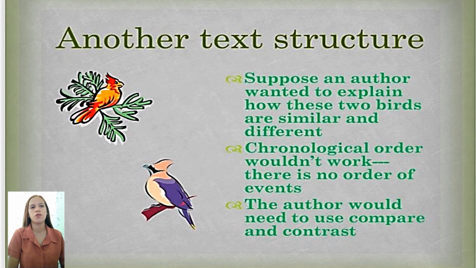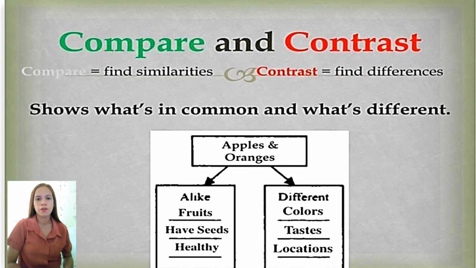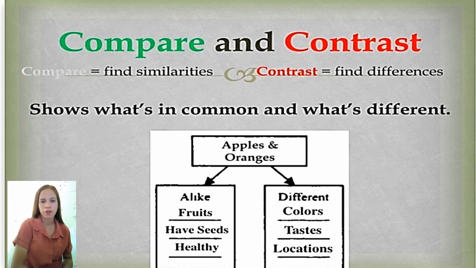Another text structure: suppose an author wanted to explain how these two birds are similar and different from each other. So chronological order wouldn't work. There is no order of the events. The author would need to use what we call compare and contrast.